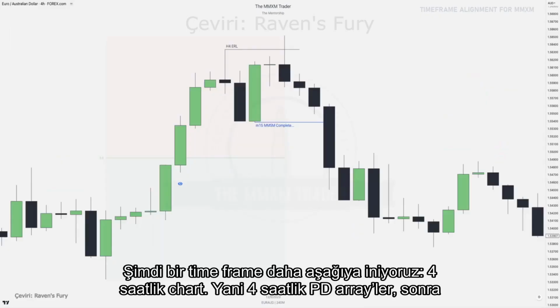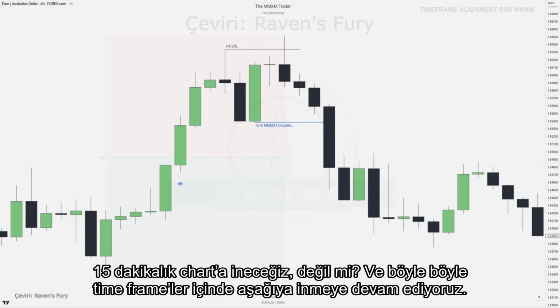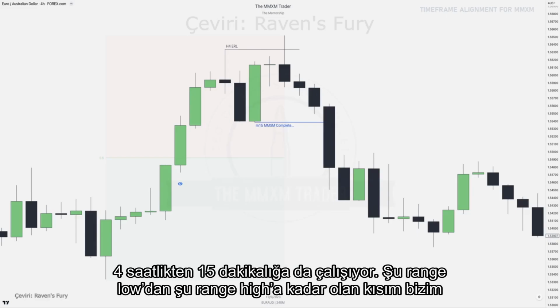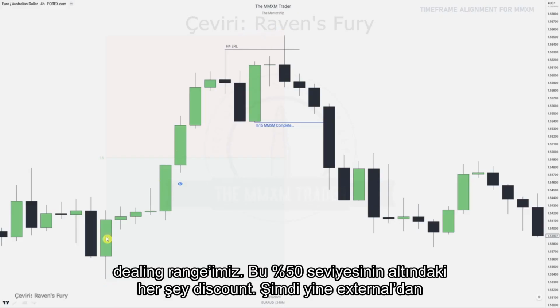Diving one time frame lower, again 4-hour chart, so 4-hour PD arrays, and then we're going to dive into a 15-minute chart, right? And we keep going down and down inside the time frames, and it is all fractal, right? It works on a monthly to a daily structure, it works from a 4-hour to a 15-minute, and so on. So from this range low, right, to this range high, this is our dealing range.